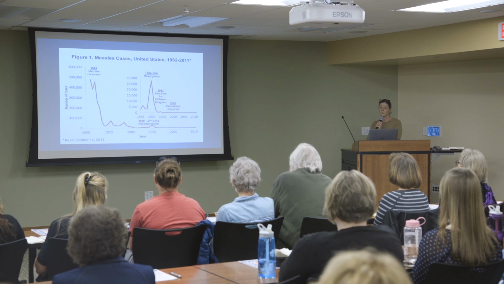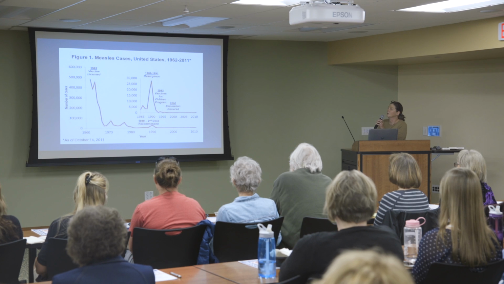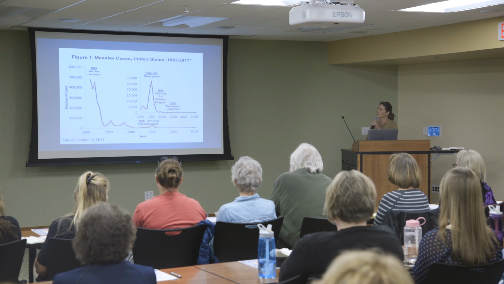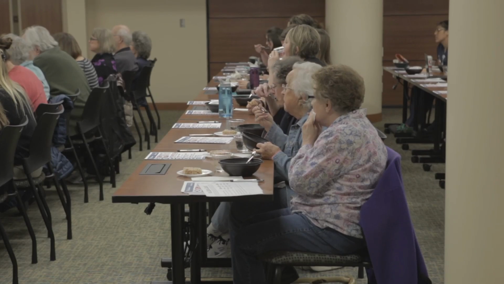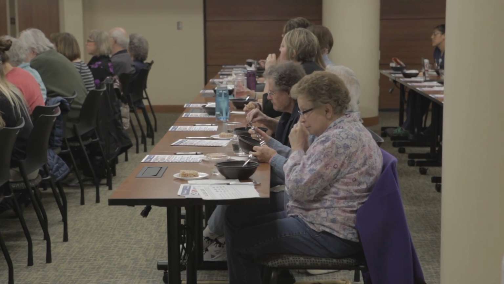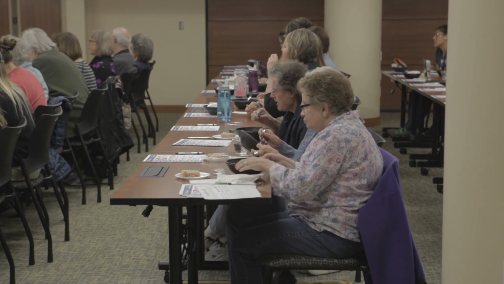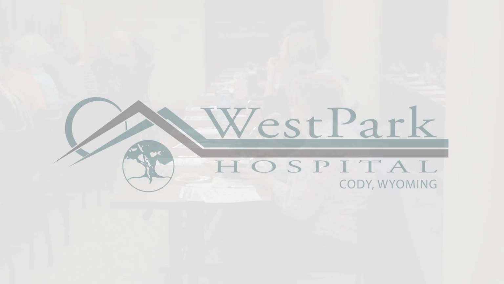So these are the cases from 1962 to 2011. Again, you can see when we initiated the vaccine in 1963, we had a marked decrease. And then in 1989 and 1990 is when we had that outbreak and recommended the second dose as a booster. Since then it's continued to fall. The Vaccines for Children program started in 1993, and in 2000 it was basically declared eliminated, but still present.